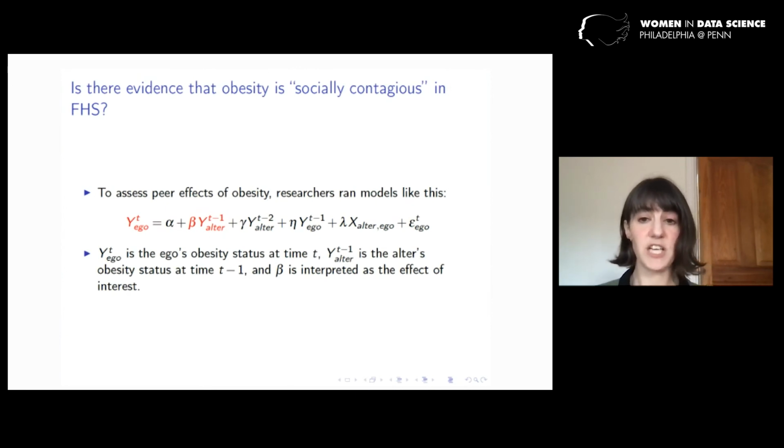So every directed edge in a network corresponds to one alter ego pair. These regressions, which have 1 entry per edge, regress an ego's obesity indicator at time t on their alter's obesity status at time t-1.